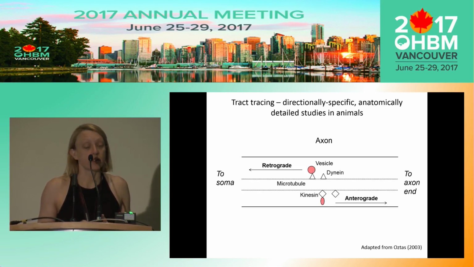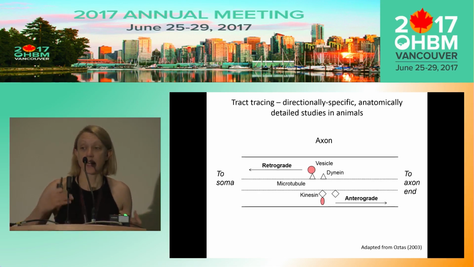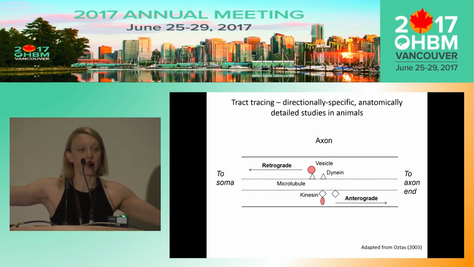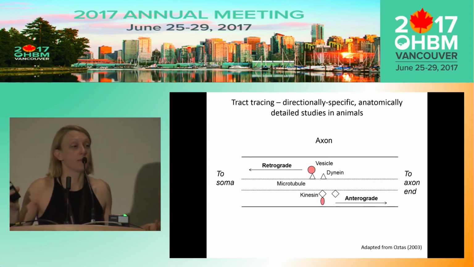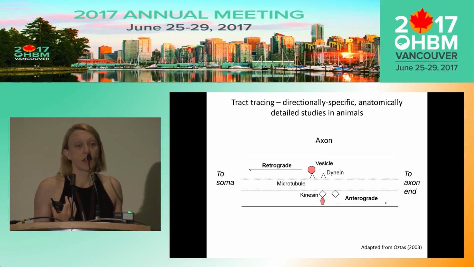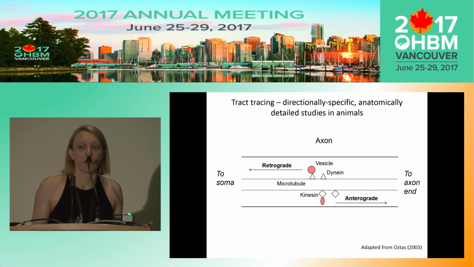But if we want to get down to the microstructural level and we want to see connections, not just the big long-range bundle type connections, but also the small local connections and the small long-range connections, then we need to turn to an invasive technique. So I'm talking about tract tracing here. And I think that tract tracing is still incredibly important. It's still being done. It's invasive, so it can only be done in animals.